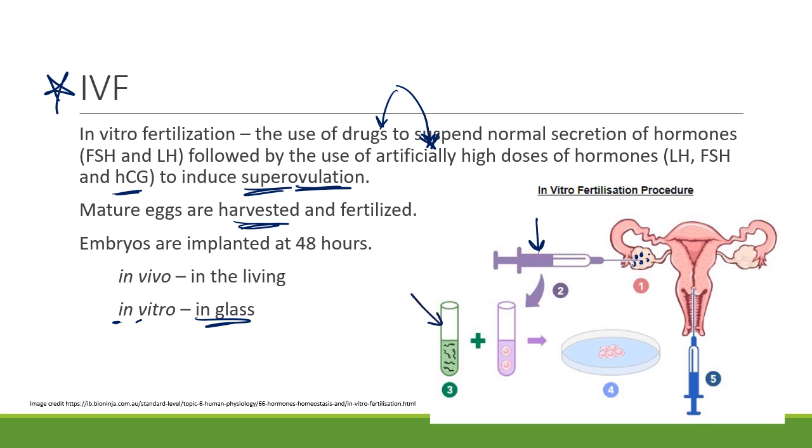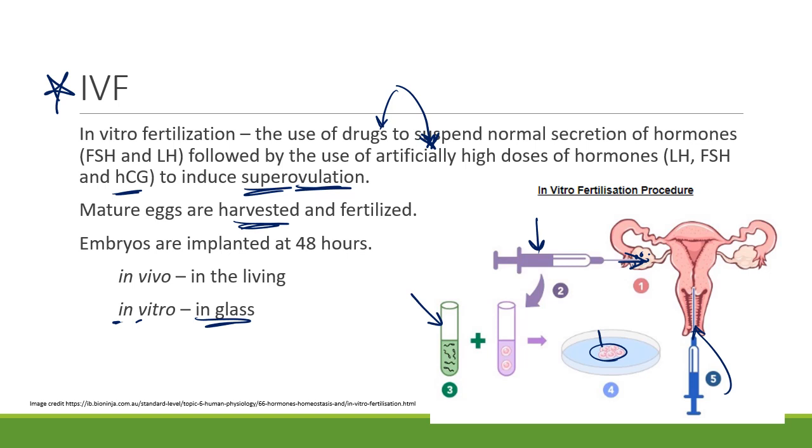Sperm collected, eggs collected, put together in a petri dish, and then these embryos are going to start to develop. Usually lots and lots of embryos are formed. They try to do usually 5 to 8 per treatment. Not all of them are viable, but generally 1 or 2 can then be implanted into the uterus of the mom. Again, lots and lots of hormone treatments helping to make all of this happen.